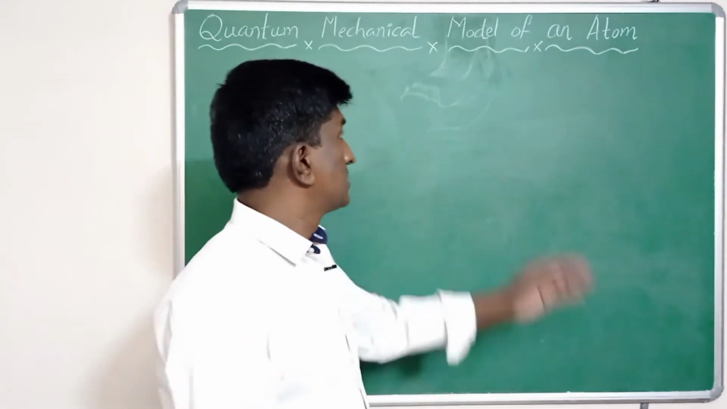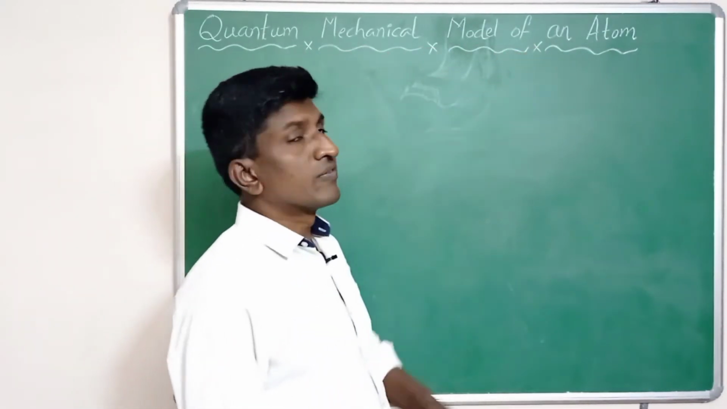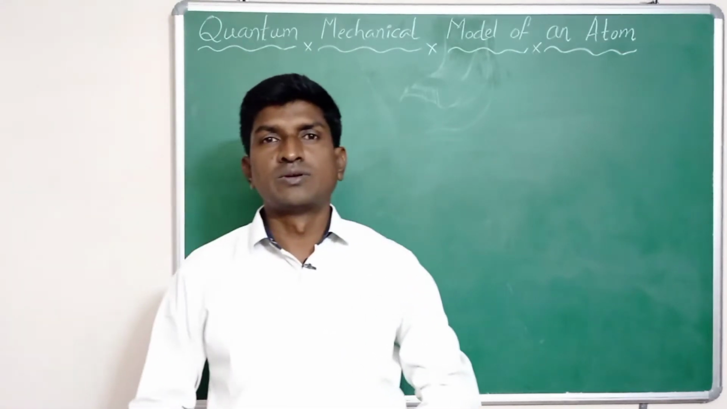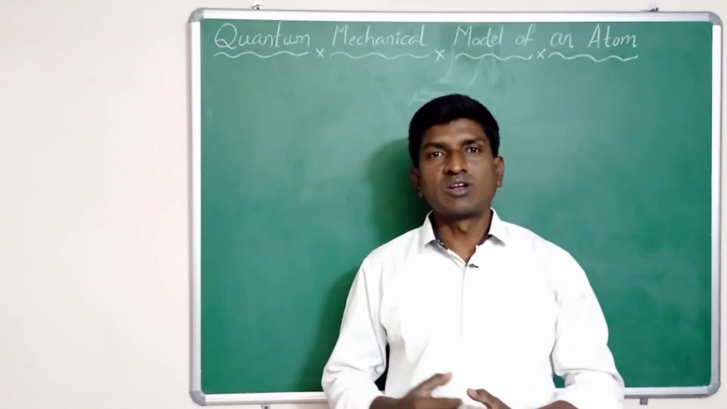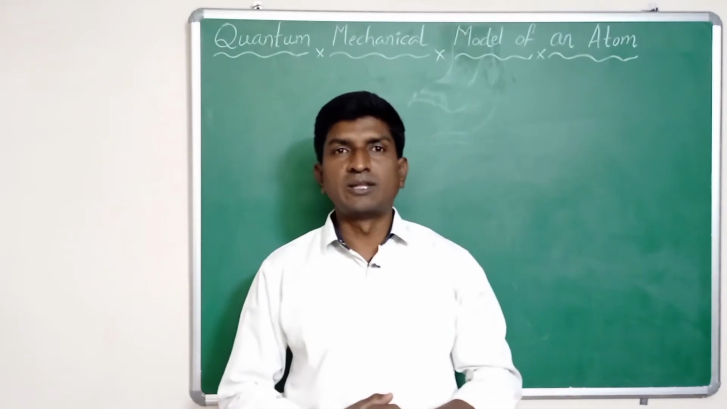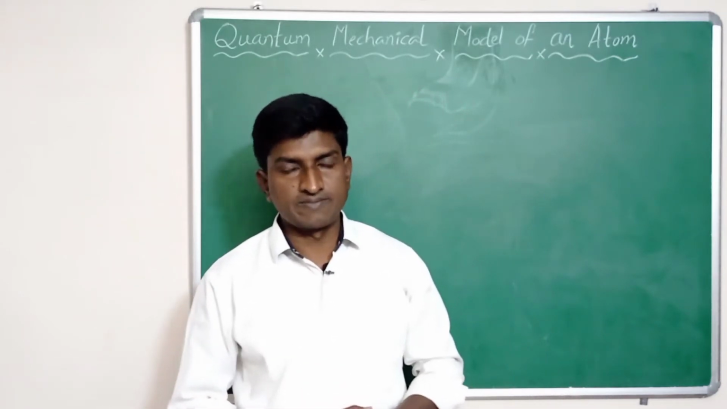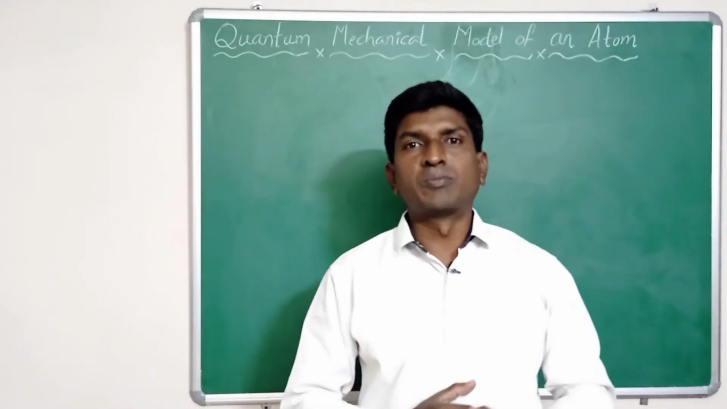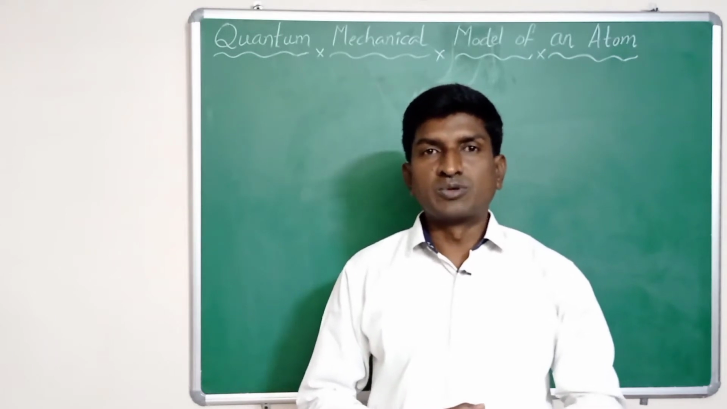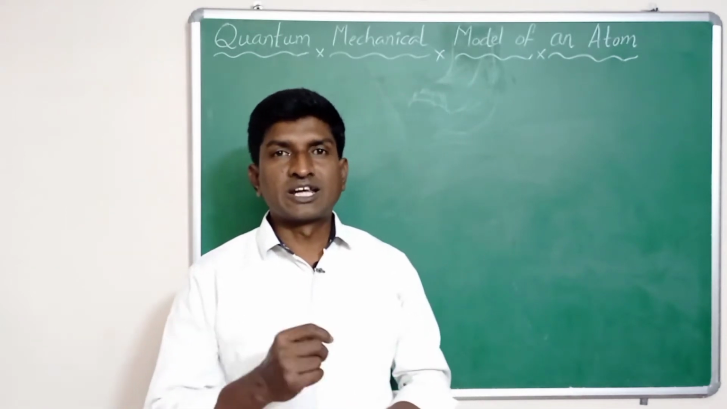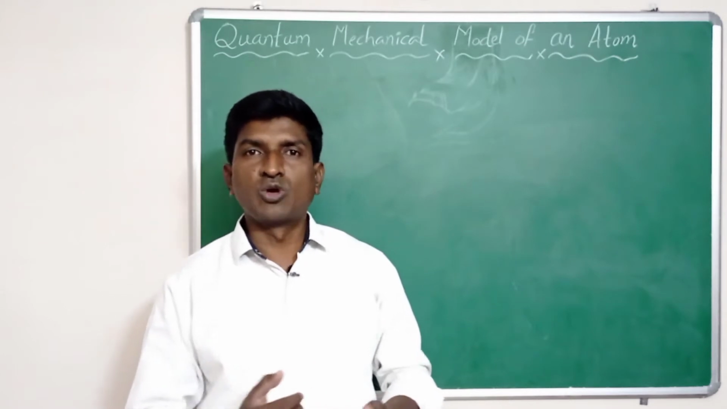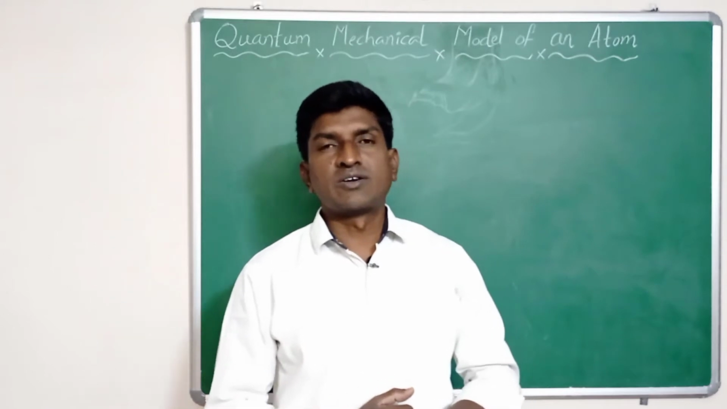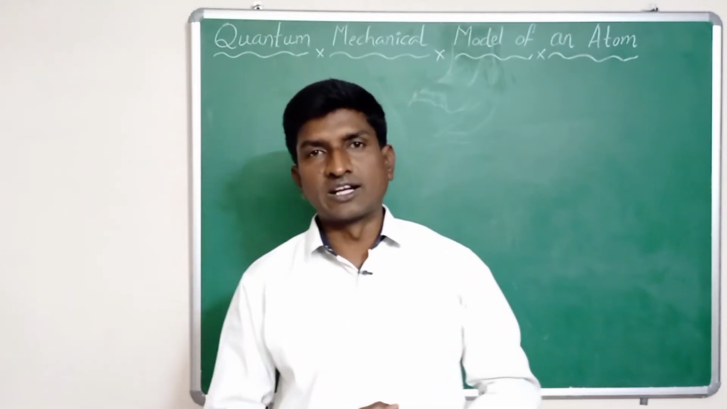Today our topic is quantum mechanical model of an atom. According to Niels Bohr, the electrons revolve around the nucleus in particular paths or orbits. If electrons revolve in well-defined paths, the position of the electron at a particular time will be known. Then, what is the velocity of the electron and the position of the electron?